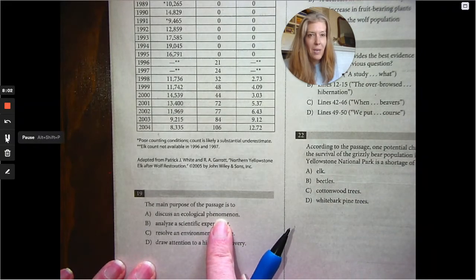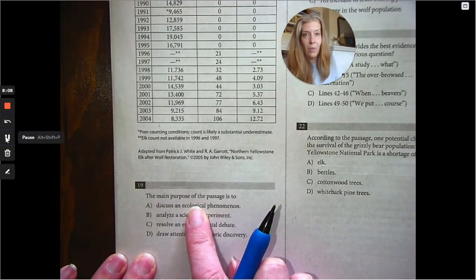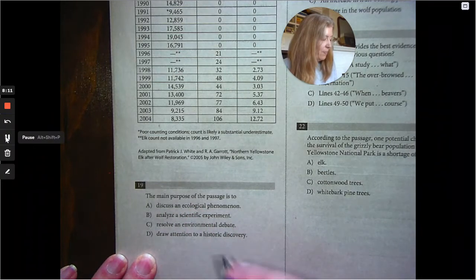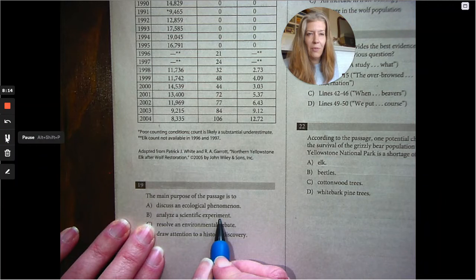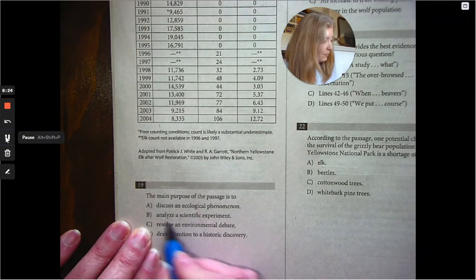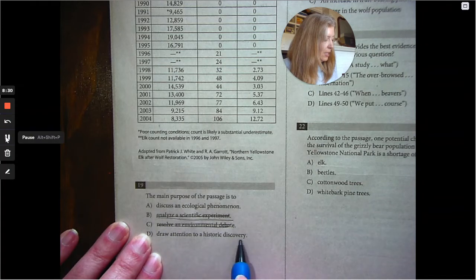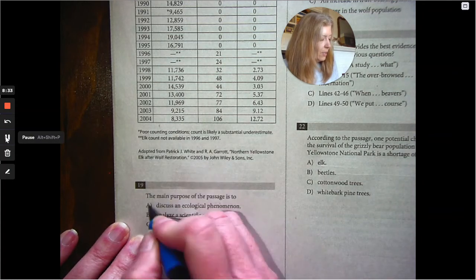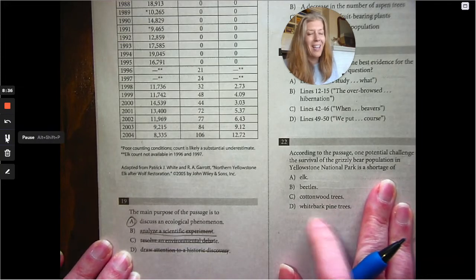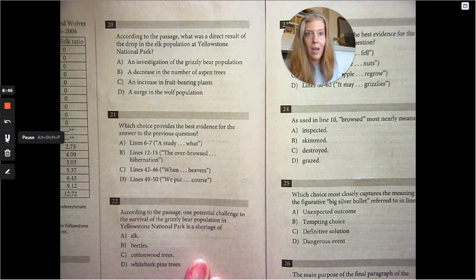Now, the word phenomenon is going to throw a lot of people, but it's just another big way of saying something's going on. So yeah, I like that one, an ecological phenomenon. Analyzing a scientific experiment. We never got into really any analysis in the reading. I don't care if the analysis happens up here, they didn't get into it in the reading. So no. Resolve an environmental debate. Didn't happen. Draw attention to a historic discovery. Not historic, it was in real time. Discuss an ecological phenomenon. That word phenomenon catches a lot of students. They don't want to pick it because they think that means something bigger, but it just means something's going on. There's a phenomenon going on outside right now. It's windy.